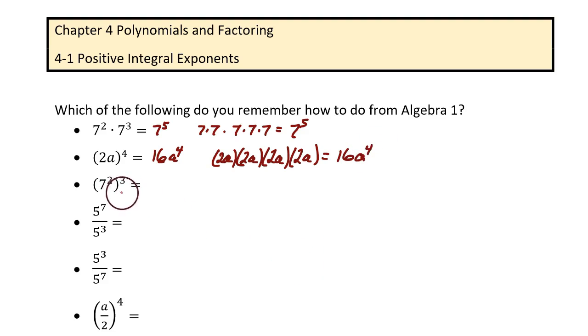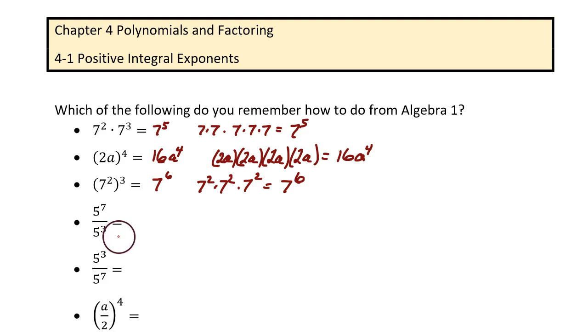Try the third one. I'll pause the video for you. At least take a guess. This time the answer is 7 to the sixth power. And here's the reason. Because 7 squared raised to the third means 7 squared times 7 squared times 7 squared. In total, there are 6 7s being multiplied together.